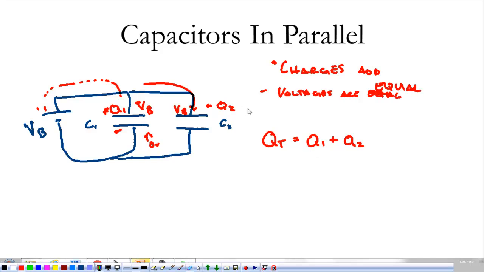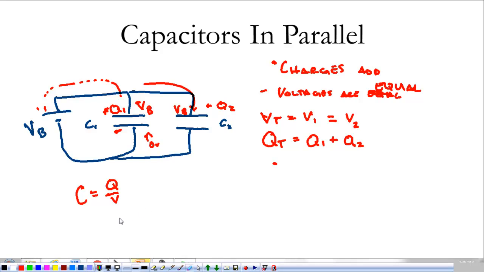So I see that the voltage total is equal to voltage 1 is equal to voltage 2. They're the same all the way through. And again, remembering capacitance, capacitance is Q over V. We're going to plug that in here to find out what's happening.